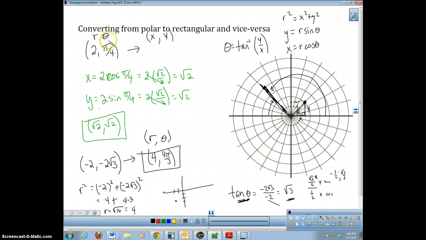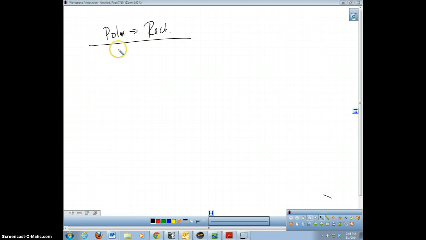And finally, we convert from polar to rectangular and vice versa using these formulas: x equals r cosine theta, y equals r sine theta, or r squared equals x squared plus y squared, tangent theta equals y over x, depending on which quadrant you're in. So if you go from polar to rectangular, you're going to use the formulas x equals r cosine theta and y equals r sine theta, which should look familiar because they're just like the ones we did in vectors and the ones we're using in parametric equations.